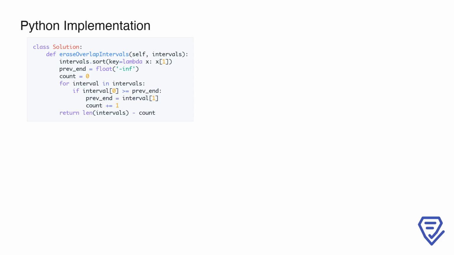Next, we initialize prev_n to -infinity to ensure the first interval is always considered. We traverse each interval. When the current interval start is at least as large as prev_n, we update prev_n and increment our counter to indicate we keep this interval. If an overlap is detected, we simply skip keeping that interval. Finally, to get the minimum number of intervals to remove, we subtract the kept count from the original number of intervals. This concise approach covers both efficiency and correctness.